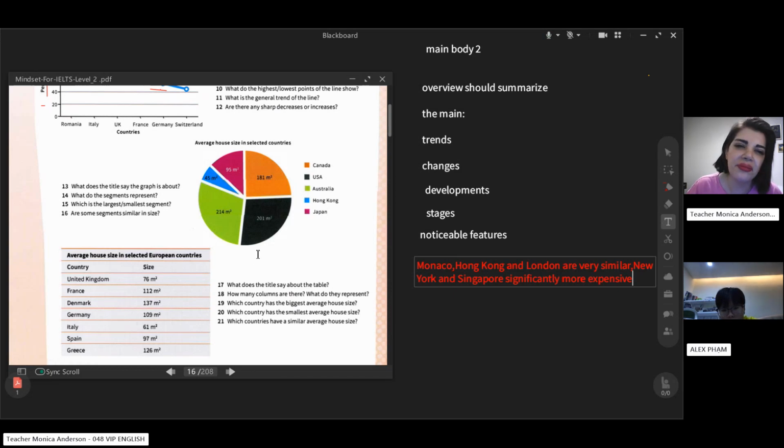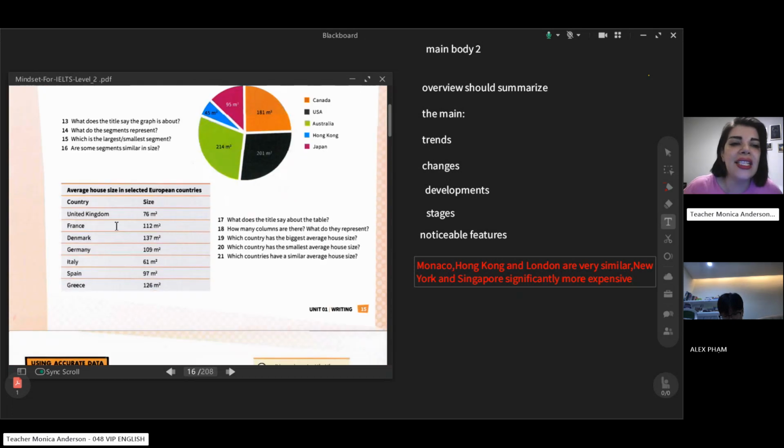Well, Canada, USA, and Australia, yeah, but nearly. The US and Australia, because 201 and 214, so they're the same. But this one, Canada, 181, so less than 200. So we can say that Australia and the US. So as you can see, we need to answer these questions in order to write about this pie chart. Well, let's keep going with our table.